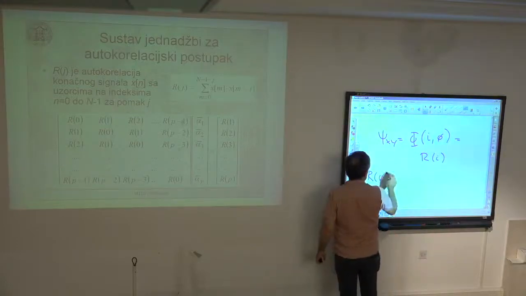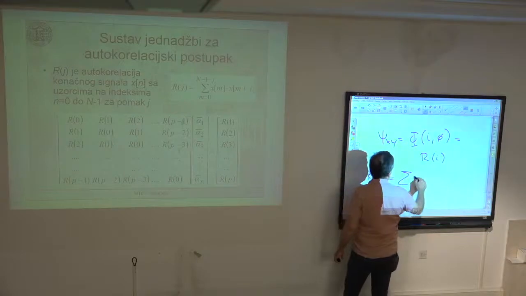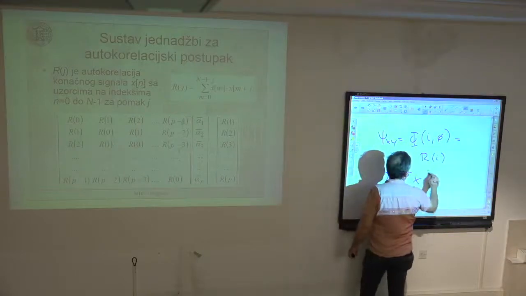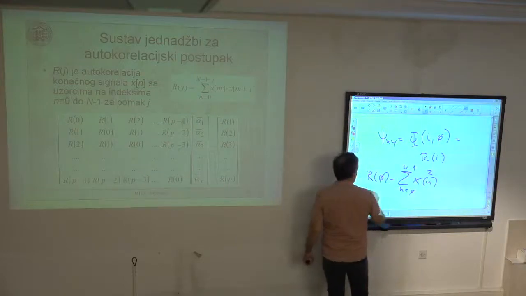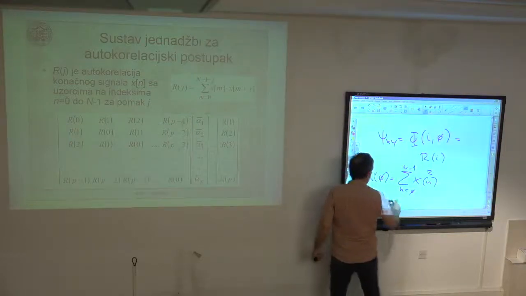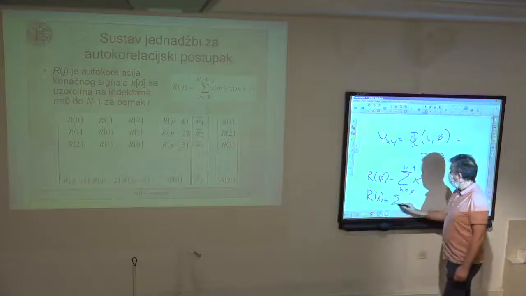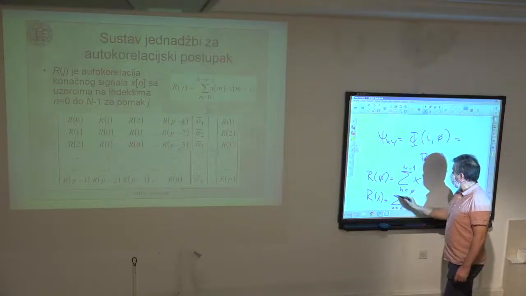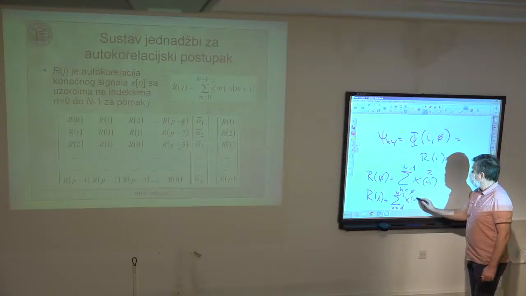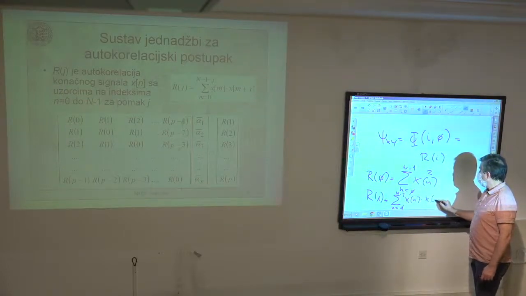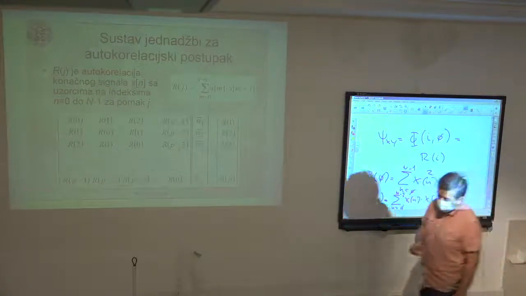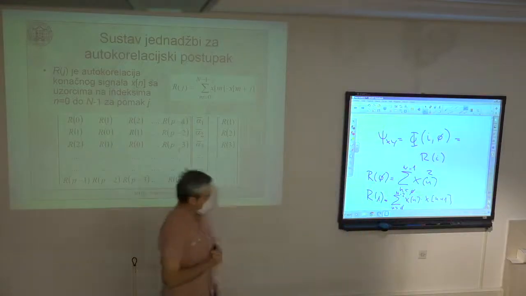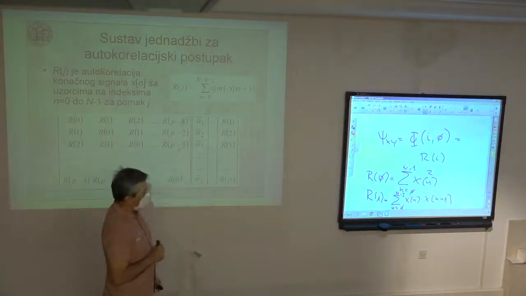R of 0 is a special case. It is nothing else but the sum of squared values of x of n, for n from 0 to N minus 1. Then, for example, r of 1 is the sum of products from 0 to N minus 2, x of n times x of n plus 1. So I take the average correlation between two neighboring samples, and so on up to r of p.